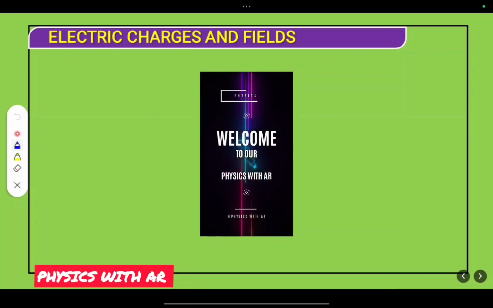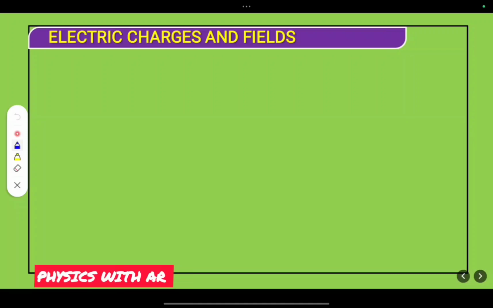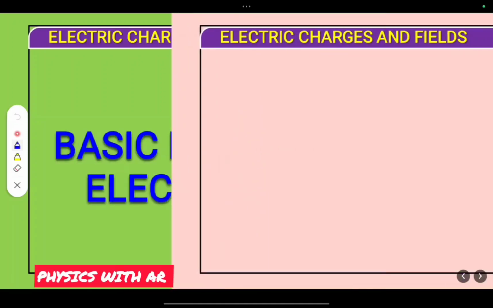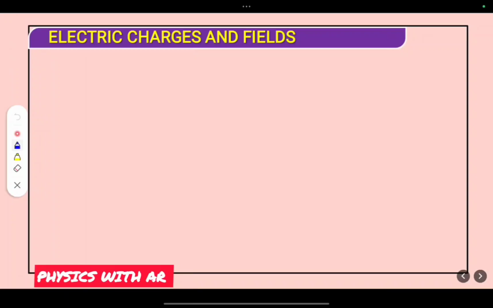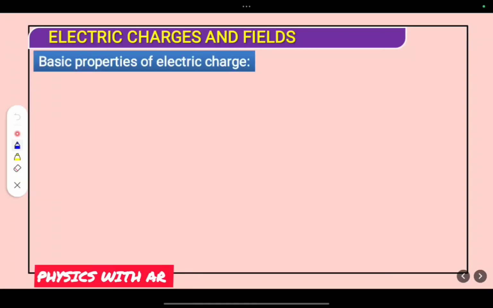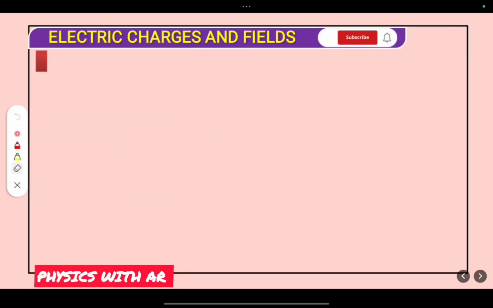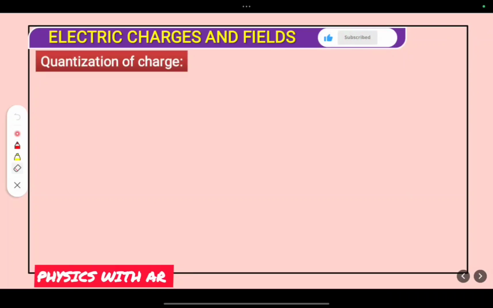So today we are going to discuss the concept of the basic properties of charges. These basic properties of charges can be classified into three types: additivity of charge, quantization of charge, and conservation of charge. Here, the second one is quantization of charge.